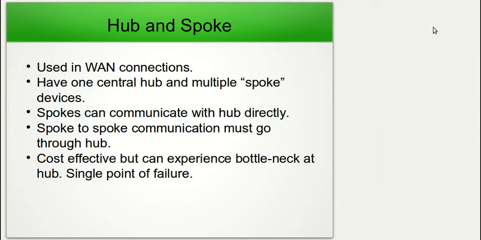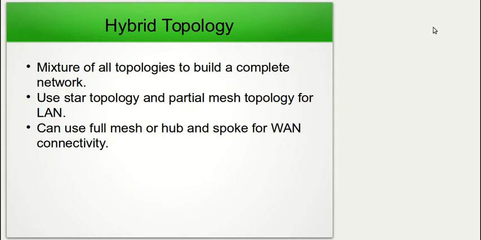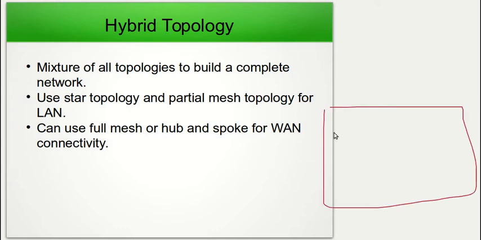So a hybrid topology is just a combination of all the other topologies I've talked about, to build a complete network. As an example, within our local area network, we'd have a star topology in which we have multiple devices connecting back to centralized devices, allowing for multiple devices to connect together with limited cabling and connectivity.